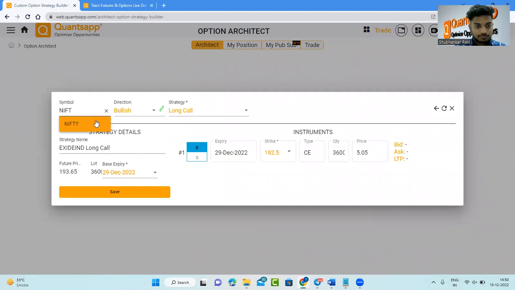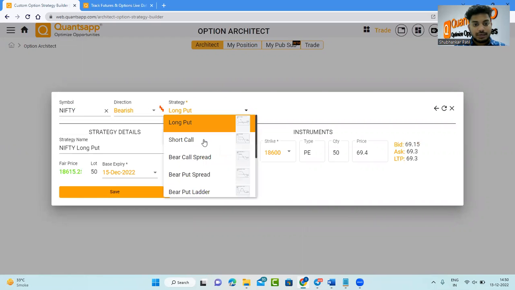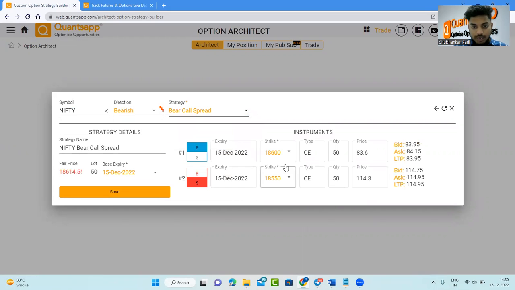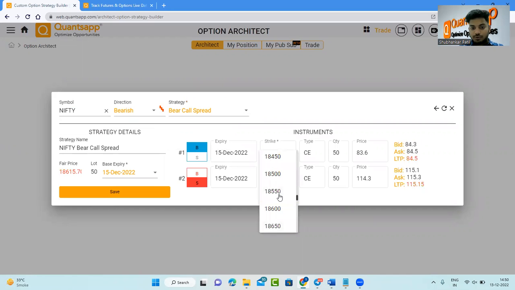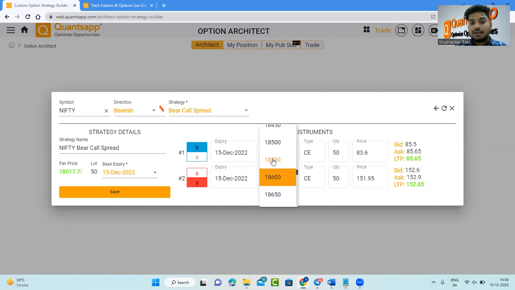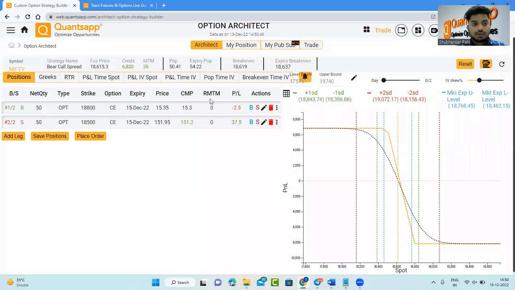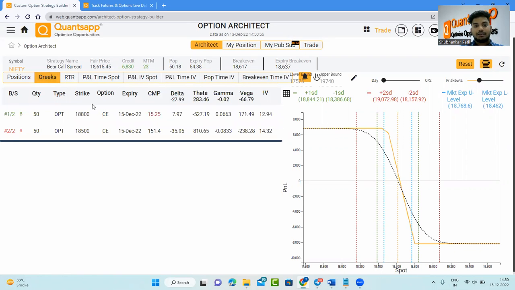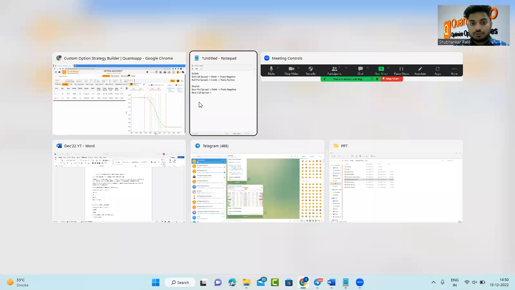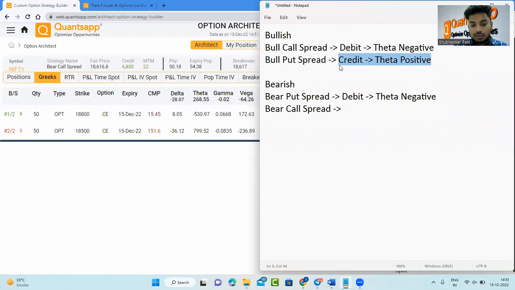So let's say Nifty, and my forecast is bearish, selecting a bear call spread. What I'm doing is going ahead and selling an in the money call option. Let's say I am selling the 18,500 strike price call option, and I'm buying a slightly out of the money call option. Let's say 18,700, or let's make it 18,800. This is the strategy which I am creating. So this is called a bear call spread. Again, the same thing: it is an inflow. The credit is your net credit on the strategy, and this is a theta positive strategy. So the more you hold this strategy, the more theta benefit you're going to get out of it.